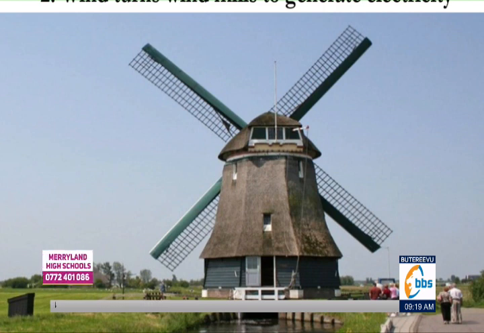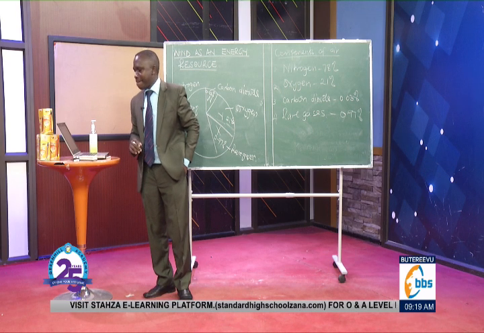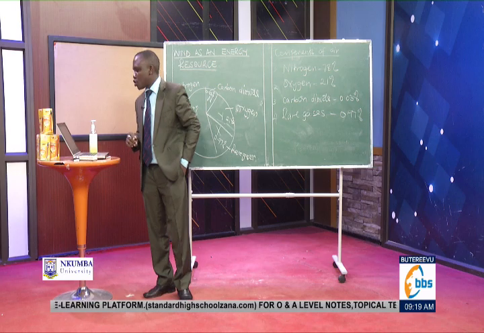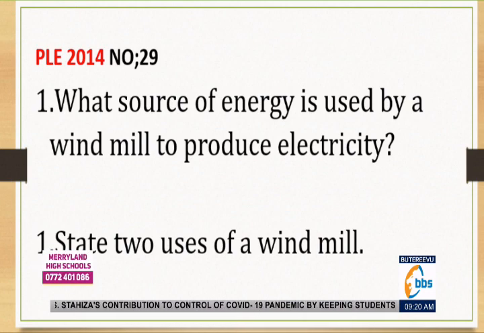Now, they brought a question that was a PLE. I want us to look at that number before. That was PLE 2014. It was number 29. They asked, what source of energy is used by a windmill to produce electricity? Now, dear candidates, you realize that the source of energy that is used by that windmill is wind. That is what? Wind. And state two uses of a windmill.